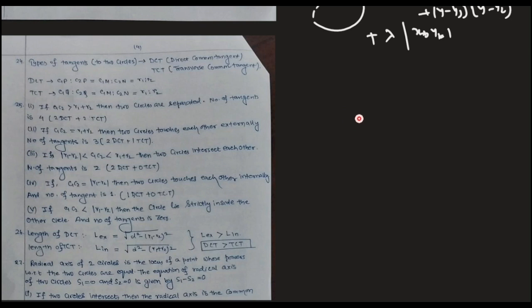But if one circle lies inside the other circle, then the number of tangents is 0. That means if one circle is here and another circle is here, then the number of tangents we get is 0.